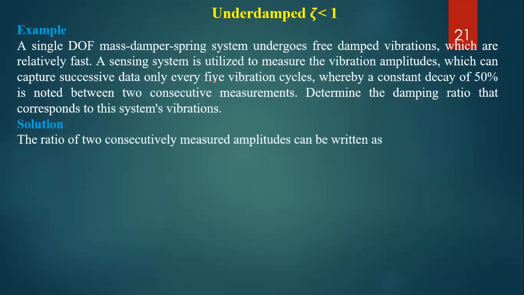So let's take one simple example on this point. A single degree of freedom mass damper spring system undergoes free damped vibration, which is relatively fast. A sensing system is utilized to measure the vibration amplitude, which can capture successive data only every 5 vibration cycles, whereby a constant decay of 50% is noted between two successive measurements. Determine the damping ratio that corresponds to this system of vibration.